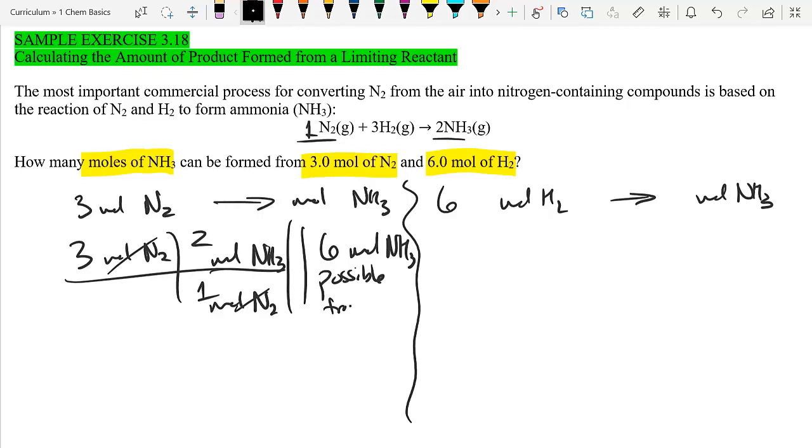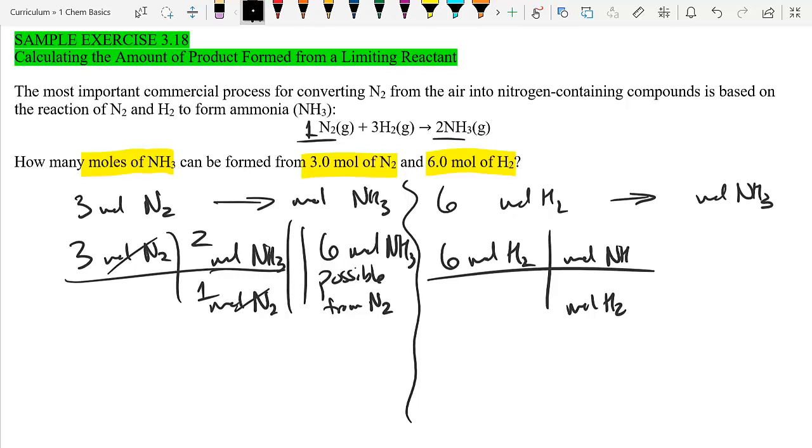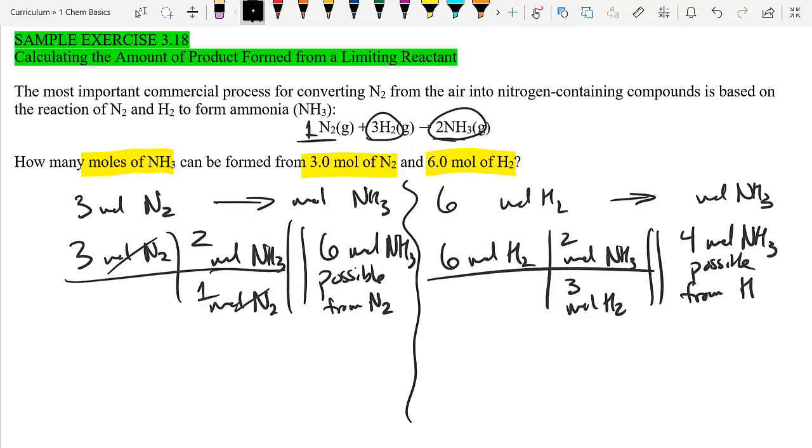So the possible from nitrogen is known. Now we've got to find the possible from hydrogen. We're going to start with our 6 moles of hydrogen. Now I want to cancel moles of hydrogen to find moles of ammonia. And we see that in that case, it's a 3-to-2 ratio. 3 hydrogen for every 2 ammonia. So 6 times 2, we get 12, divide 3. We're going to find that 4 moles of ammonia are possible from the hydrogen.